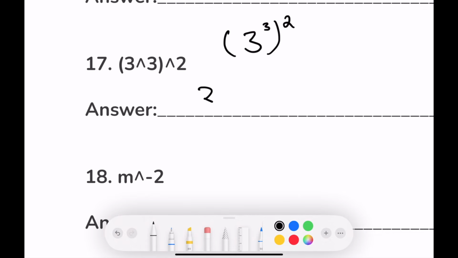The 3 stays right there. Now, when you have a power that's being raised to another power, so it's a power to a power, we multiply. Now, 3 times 2, as you know, is 6. The answer is 3 to the 6th. Not too bad. Not too bad at all.